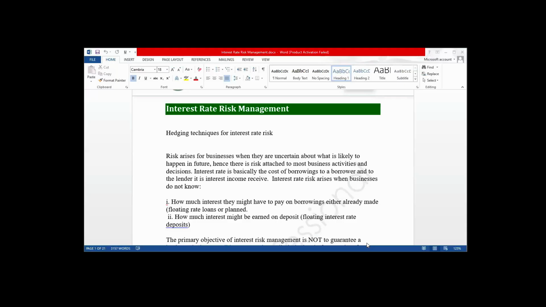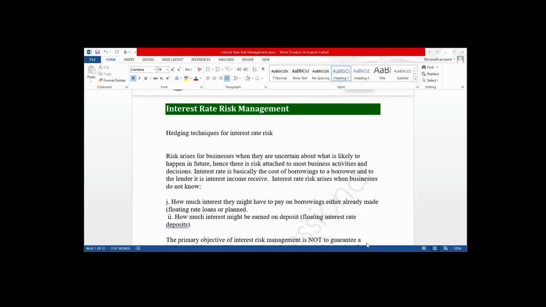We talk of risk. That is, interest rate risk arises when businesses do not know how much interest they might have to pay on borrowings, where the company borrows at a floating rate. That creates risk. Or risk might arise.